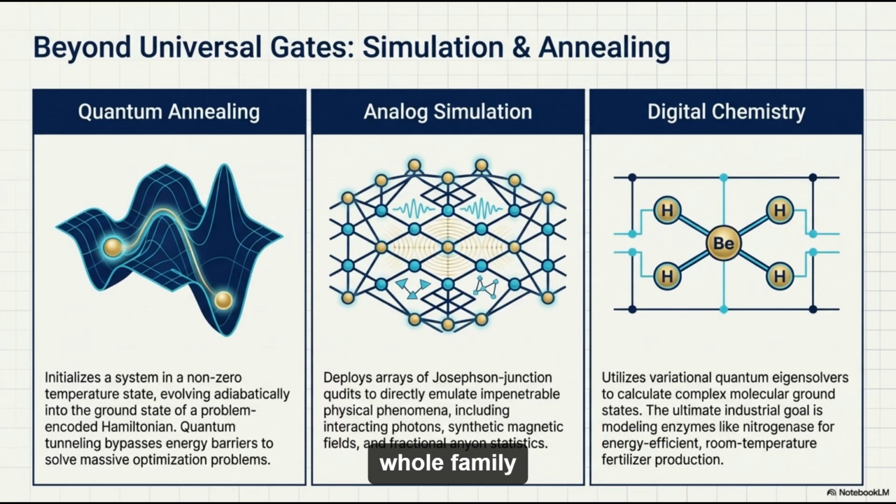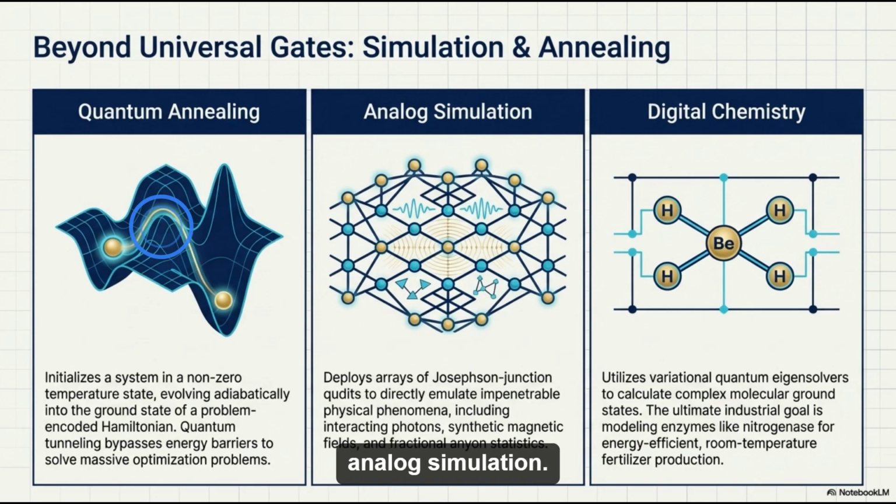One thing I want to emphasize, universal gates aren't the only path. Absolutely. There's a whole family of quantum approaches beyond logic circuits. Start with annealing. Quantum annealing initializes the system warm and cools it adiabatically toward the ground state of a problem Hamiltonian. And the qubits tunnel through barriers. That's the trick. Tunneling lets them find solutions classical optimization would get stuck on.